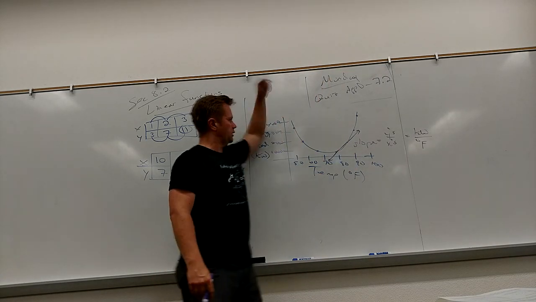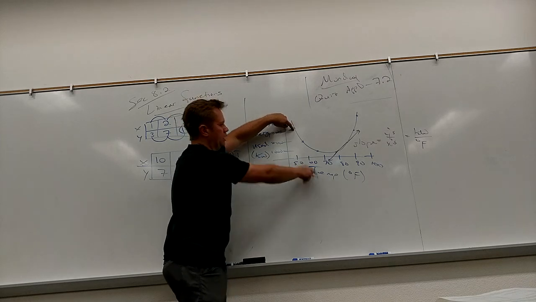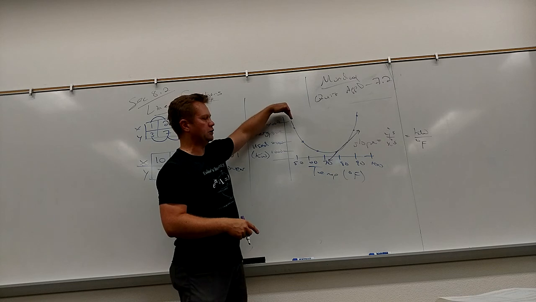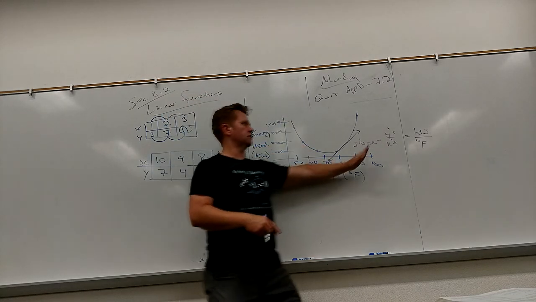I like it. So at this point, if I increase the temperature, the energy use goes down. So back here, the slope is negative. Over here, the slope is positive.